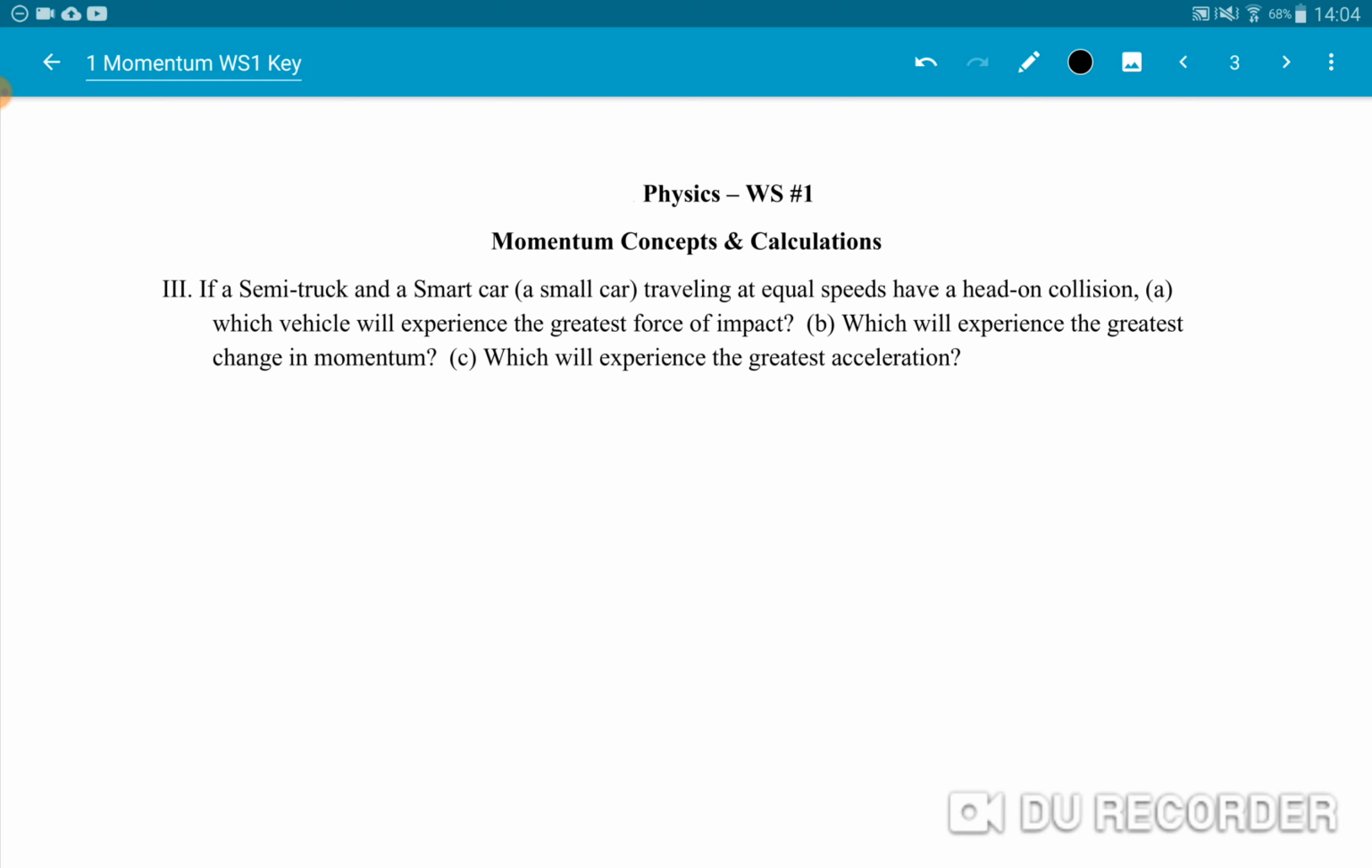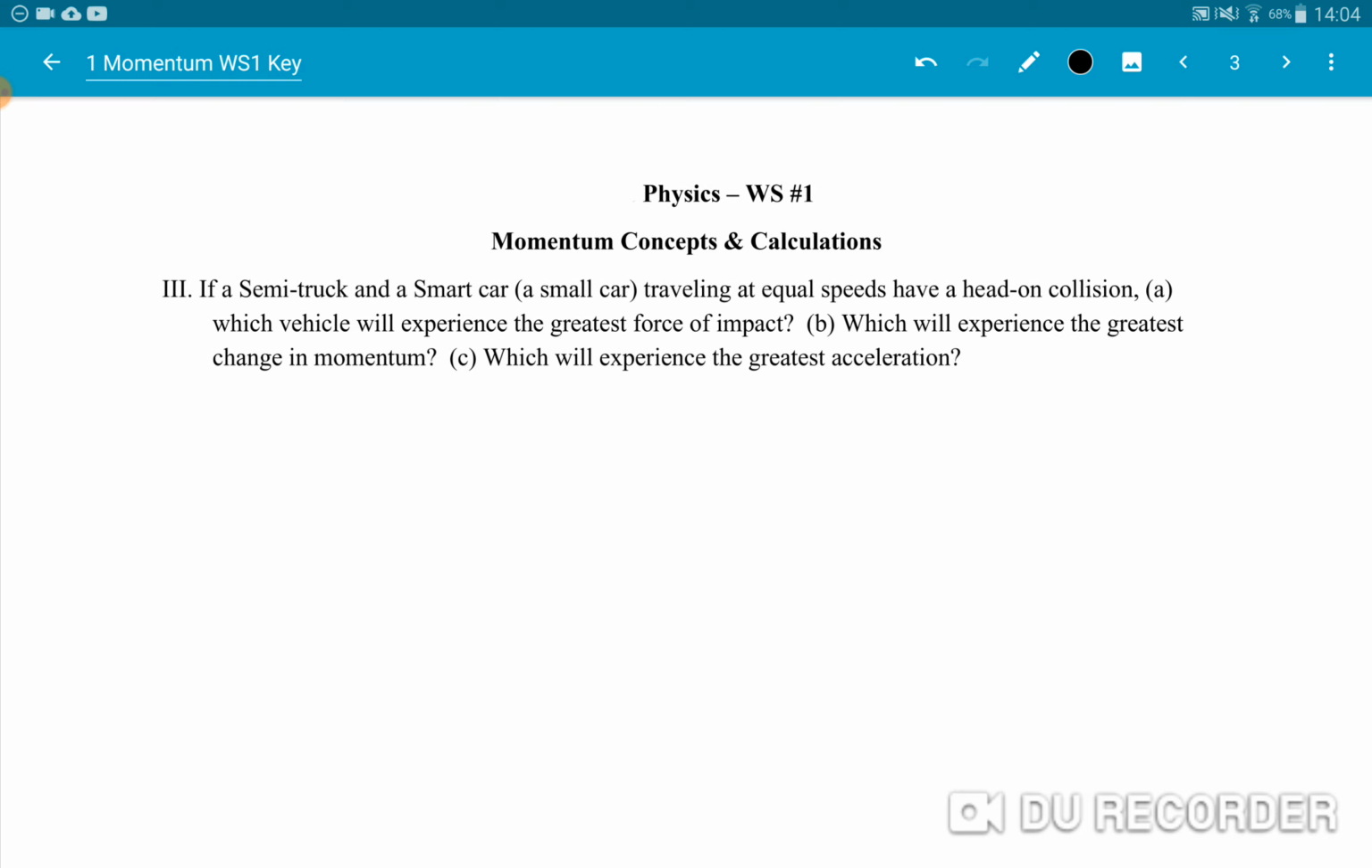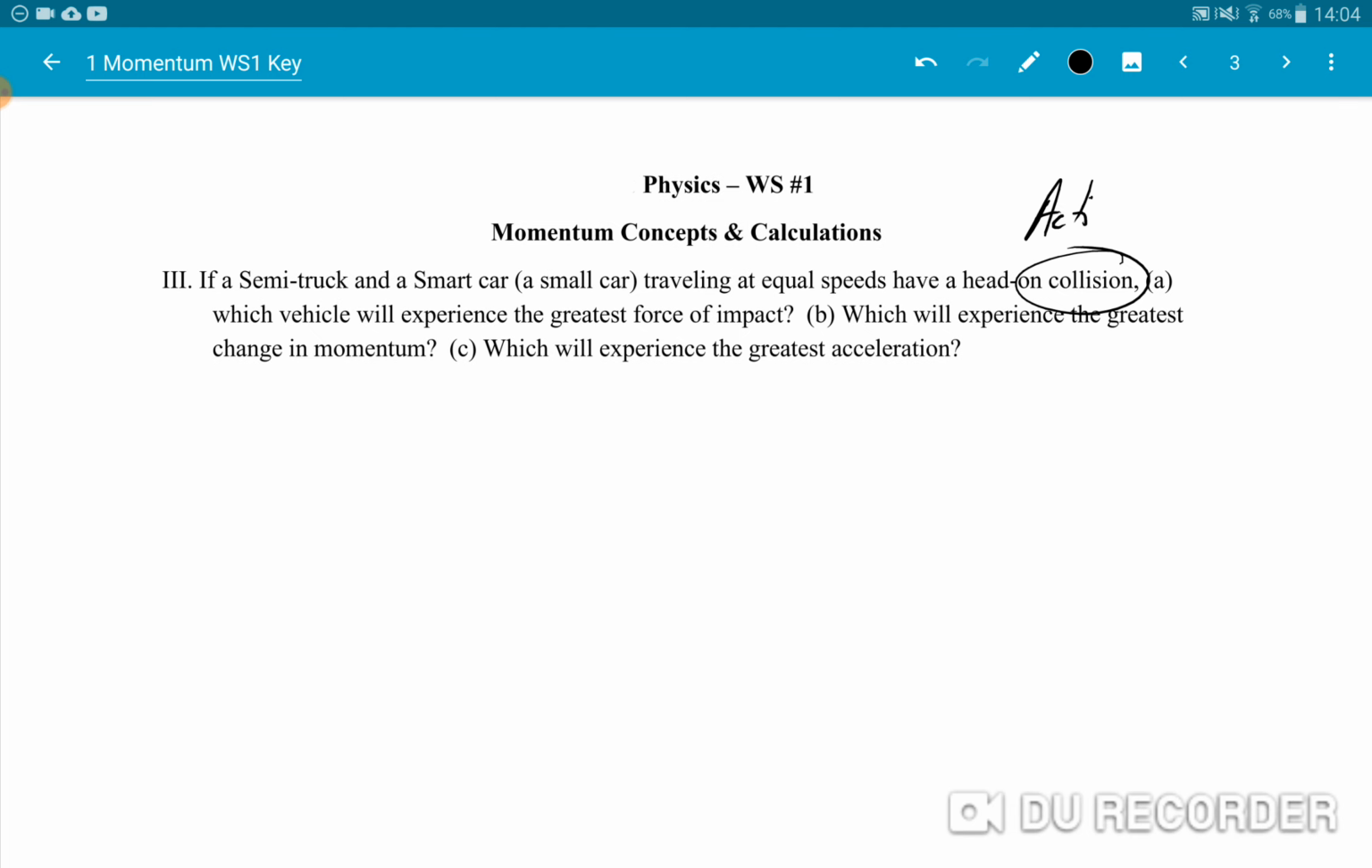B, which will experience the greatest change of momentum? And C, which will experience the greatest acceleration? All right, so let's go ahead and get into this. First, let's draw a picture and identify what our action is here. So here we're talking about the collision as our action.